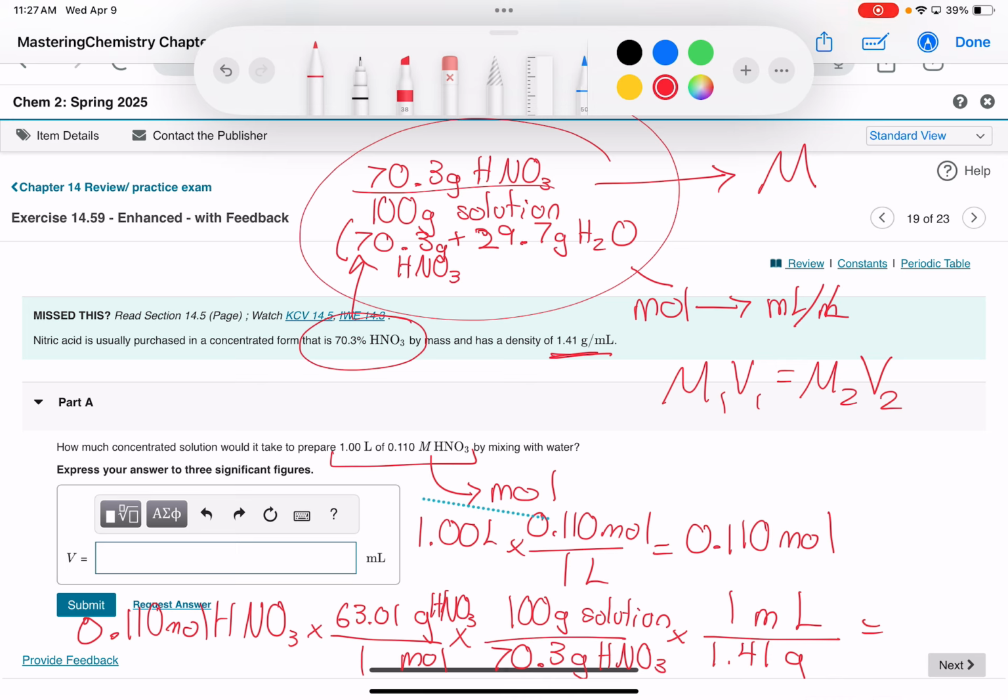Okay, so recapping. We found the number of moles that we needed. They made it nice and easy for us to make this solution. We took that number of moles, converted it to grams, so that we could use the percent by mass conversion, okay? So 70.3% means 70.3 grams per 100 grams. Then we use the density to get that into milliliters.